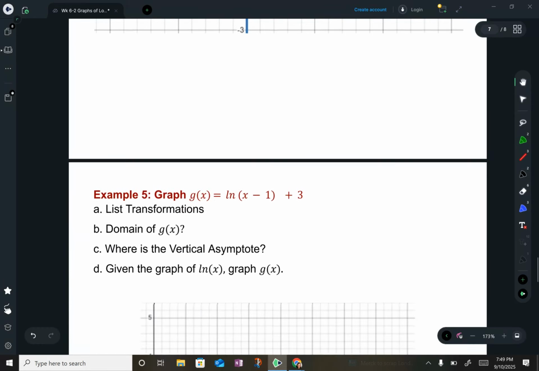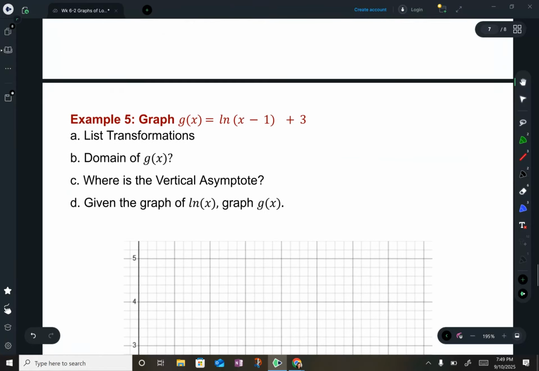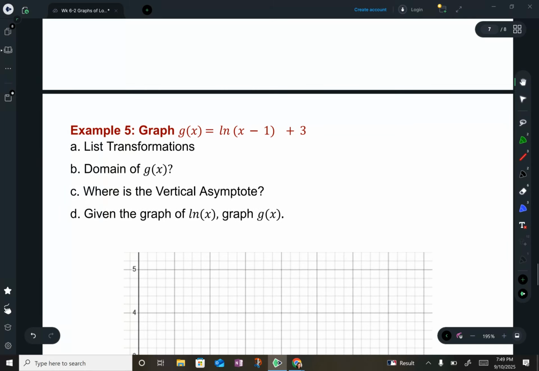Let's try another one of these. Let's think about the graph of natural log of x minus 1, plus 3. What transformations have happened in this graph? Well, we did something to the input and we did something to the output. To the input, we have a subtract 1, so that's 1 unit right. And then we add 3 to the end, so that's 3 units up.